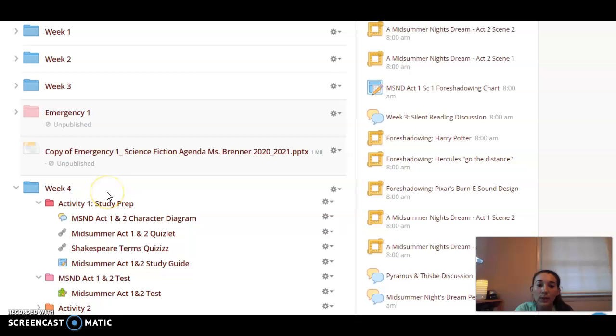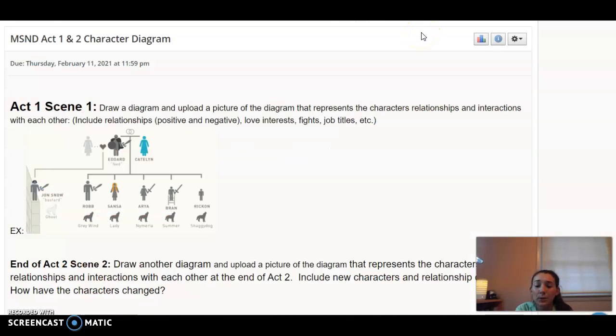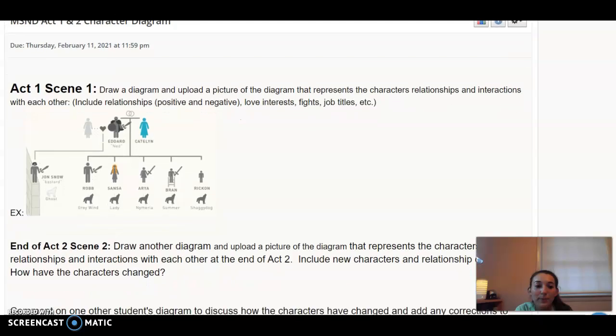Alrighty, so once again, in the pink folder is where you find the test for Acts 1 and 2 of Midsummer Night's Dream. As far as this discussion post, it looks like this. You're going to create a diagram on a piece of paper with markers, pens, pencils, draw a diagram and upload a picture of the diagram that represents the characters' relationships and interactions with each other, including relationships positive and negative, love interests, fights, job titles, things of that nature in your picture. I included a picture from Game of Thrones that does pretty much this. It shows you the offspring of the relationship and explains what happens to the characters in a limited format.